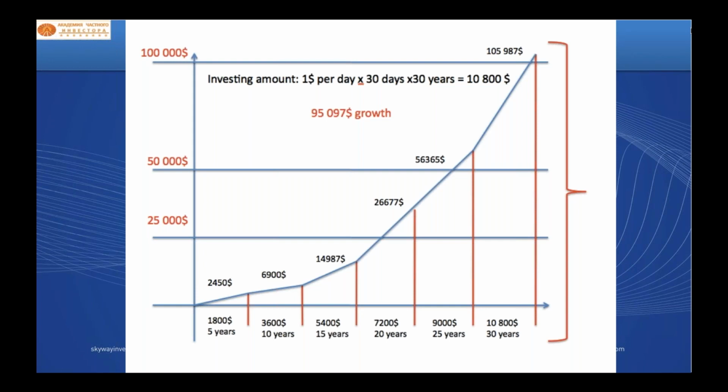Big difference, right? Same amount of money, same exercise, you put aside every day, every month for the next 30 years, but such a significant difference. The difference is 95,000 more, 95,000 growth compared to a person who just put the money aside without putting any percentage on top.